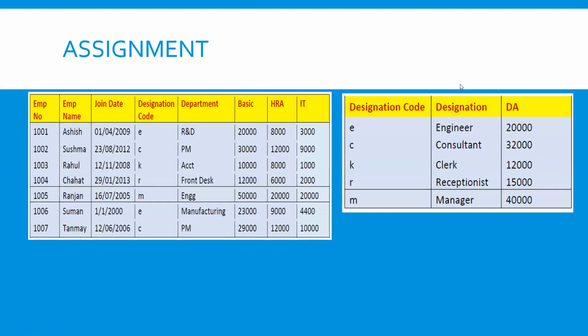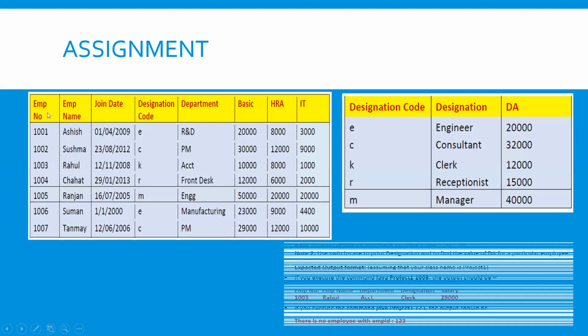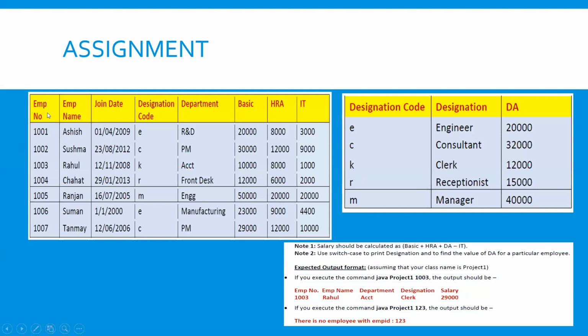This is the first assignment. This is how we have to write an array: employee number, employee name. This is a 2 by 2 array. This is also a 2 by 2 array. I'm assigning employee number, employee name, joining date, designation code, department, basic, HRA, and IT.